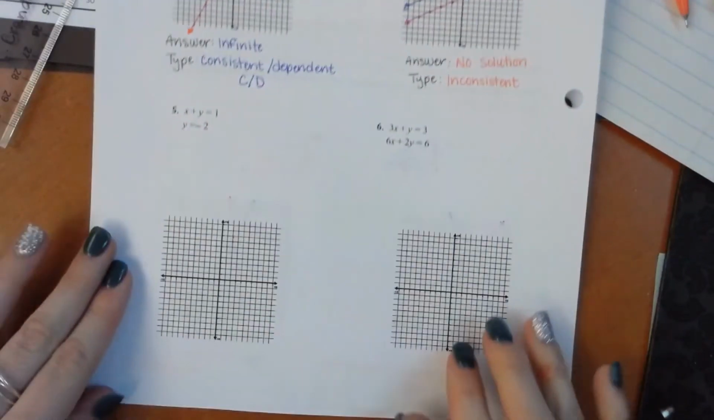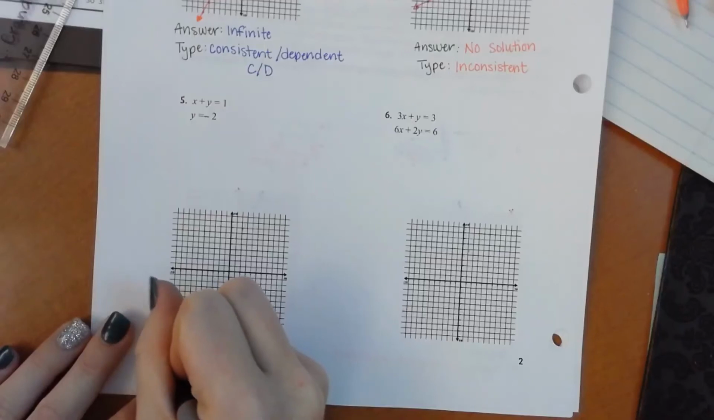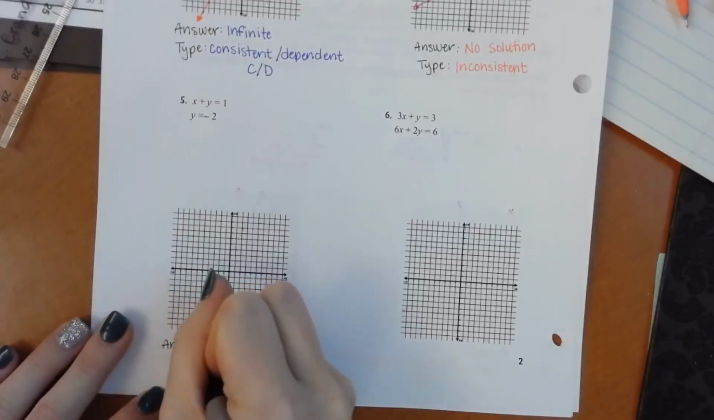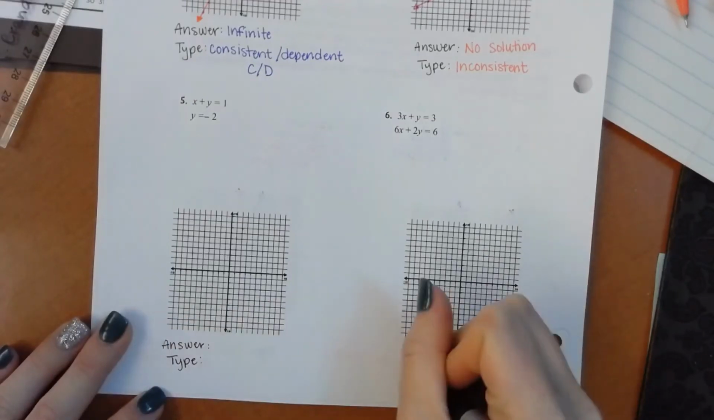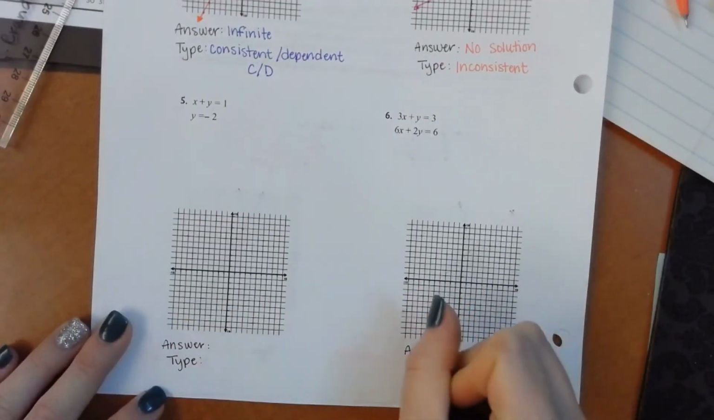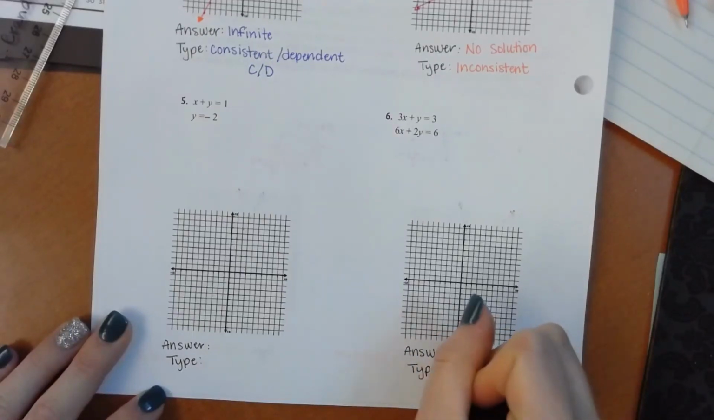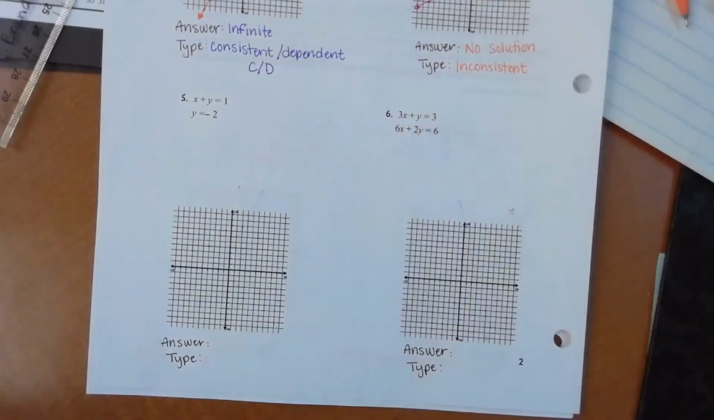So I want you to go ahead and do 5 and 6 on your own. Don't forget to find the answer and the type for both of these. Okay, let me know if you have any questions.